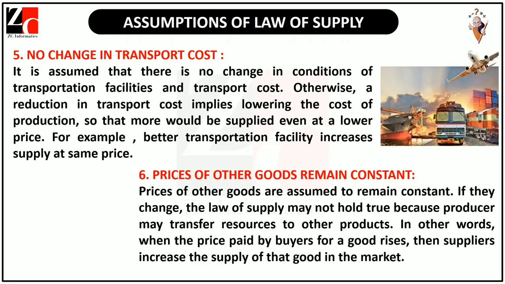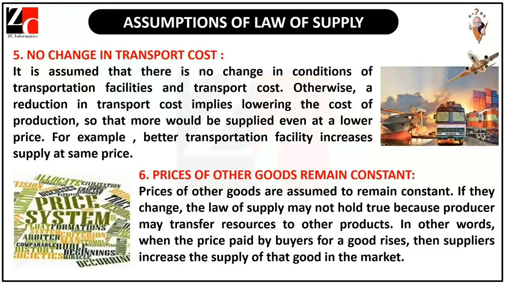If the prices of other products increase, the producer may transfer his resources to production of these products. This in turn may lead to decrease in supply of the original product in question at its constant price. In such situation, the law of supply will not hold true. Therefore, to verify the law, it is assumed that prices of other goods should remain constant.